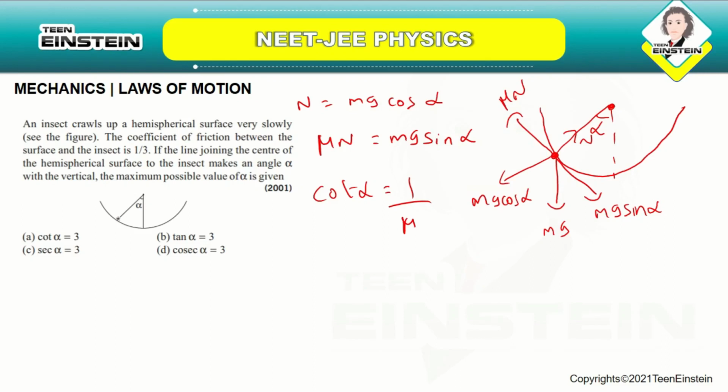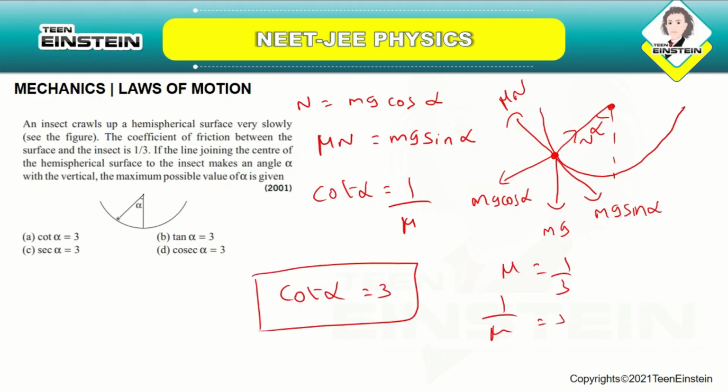The coefficient of friction they have given us is mu equal to 1/3. So 1 by mu will be equal to 3, so cot alpha will be equal to 3. So the correct answer is option number A. Beyond the angle of repose, the insect will slip down. So the correct answer is option number A, cot alpha equal to 3.